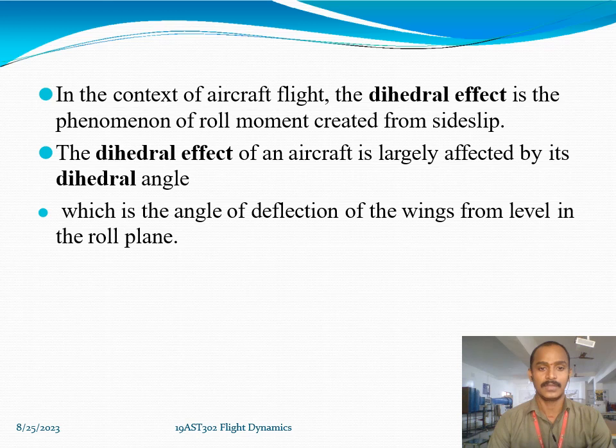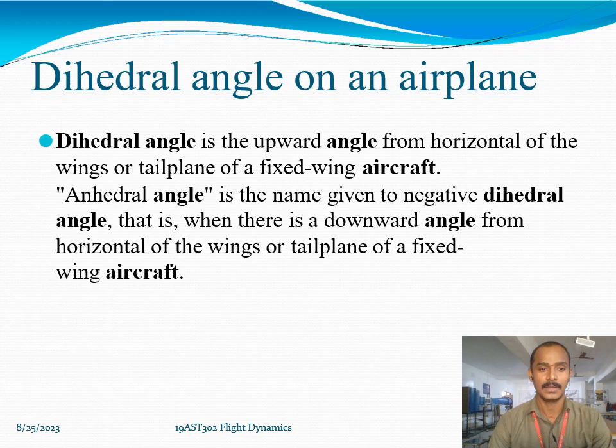So, the dihedral effect of the aircraft is largely affected by its dihedral angle. Once you fix the aircraft wing, either dihedral or anhedral, based on the root chord to the tip chord, that is the angle of deflection of the wing for level roll of the airplane. The dihedral angle of an airplane is the upward angle from horizontal of the wing or tail plane of the fixed wing aircraft or airplane.